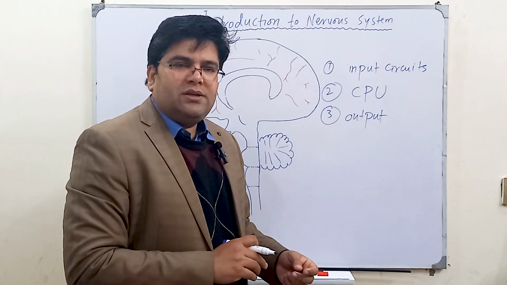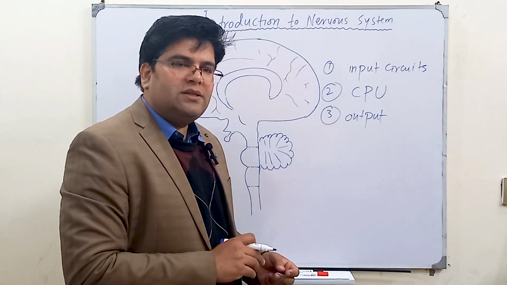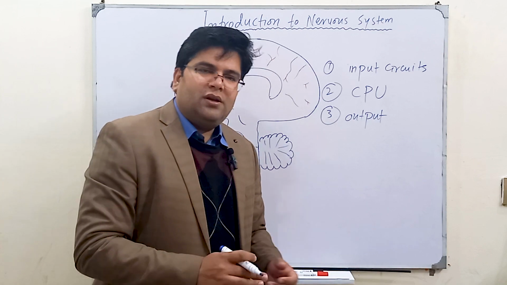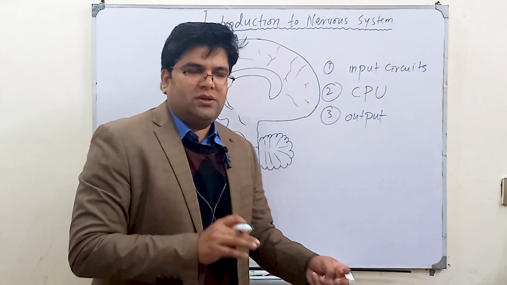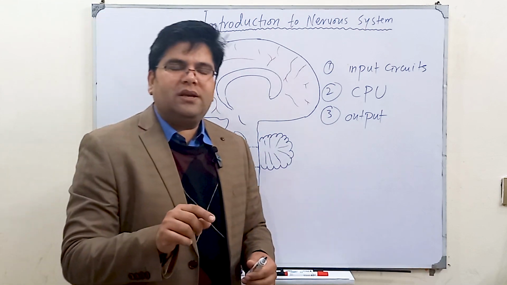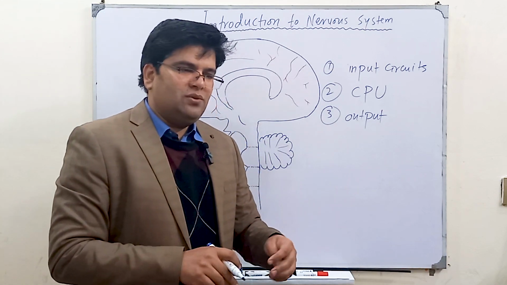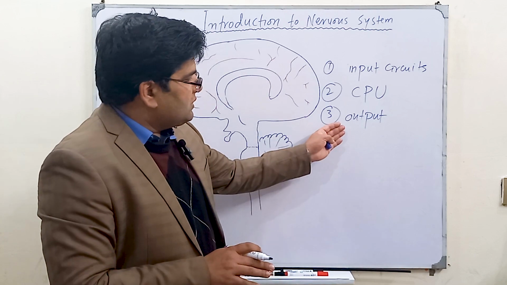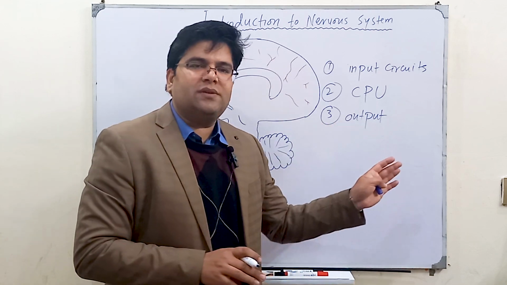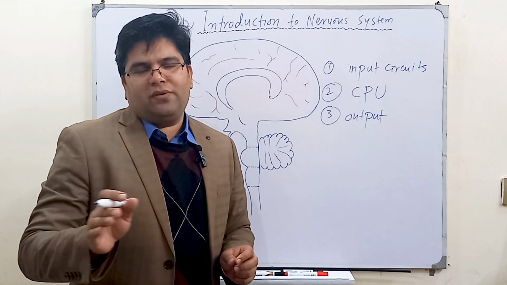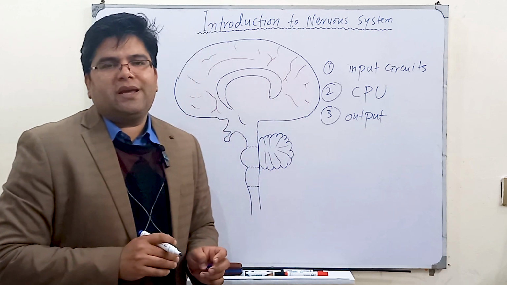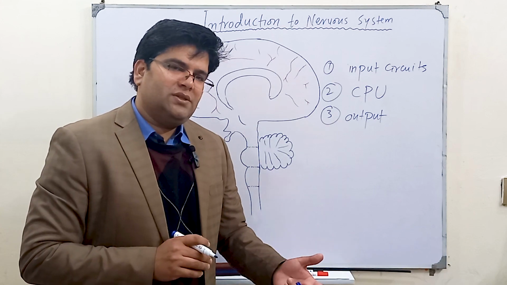And then output circuits, they are like the screen of a computer. So just like when you're searching Google, that gives you a response on the screen. And also when you click the button print, it gives you print on a paper. So this is just like output. And output circuits of a computer, they are like the motor division of our nervous system. They are like the motor tracts of our nervous system.